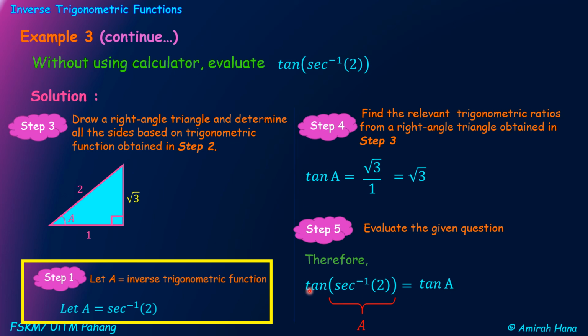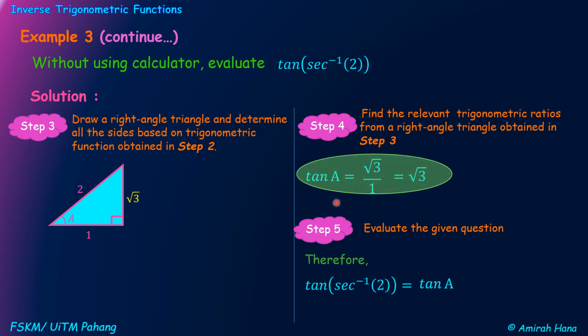So tangent inverse sec 2 equals to tangent A. And from here, tangent A equals to square root of 3. So this is the final answer, which is square root of 3, because this is the value for tangent inverse sec 2, which is the given question. We found it without using a calculator, and we used a right angle triangle because we have different trigo functions here. One of them is tangent and one of them is inverse sec.